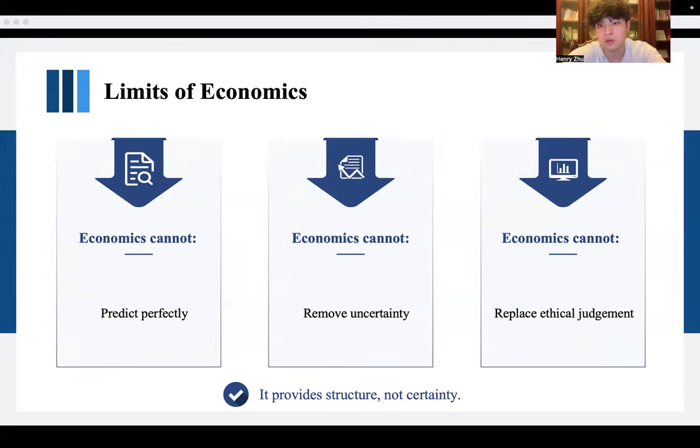Economics is an incredibly powerful subject, but it's also important to recognize its limits. Economics cannot perfectly predict the future. People don't always behave exactly as models suggest. Unexpected events like financial crises, wars, or pandemics can completely change economic outcomes. Economics also cannot remove uncertainty. And perhaps most importantly, economics cannot replace ethical judgment. It can tell us the likely consequences of different choices, but society still has to decide which outcome it values the most. Economics provides structure, not certainty.